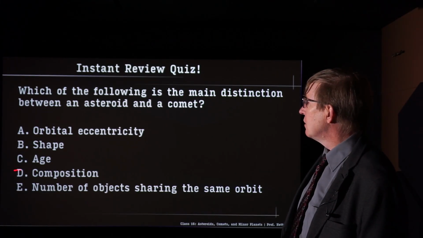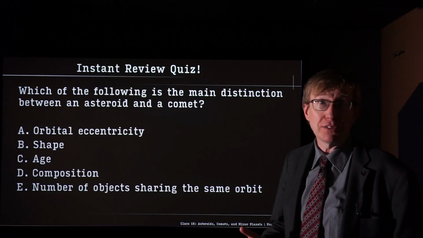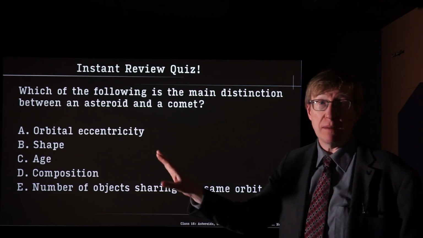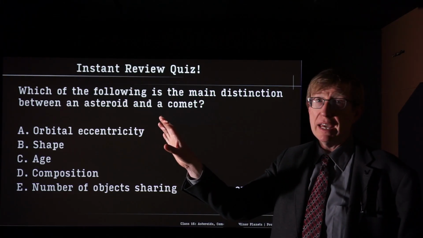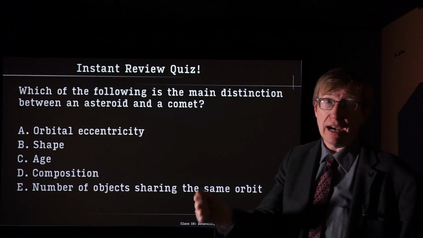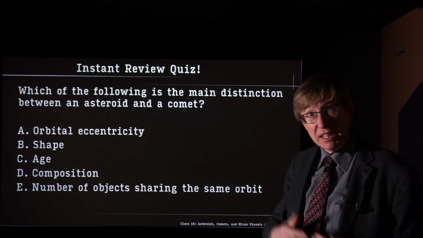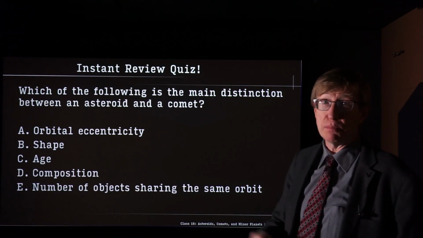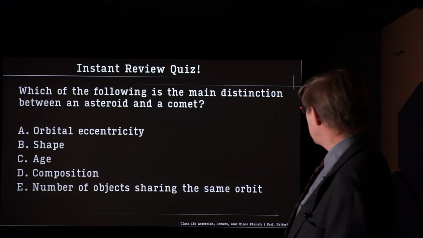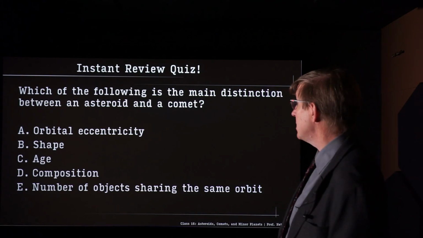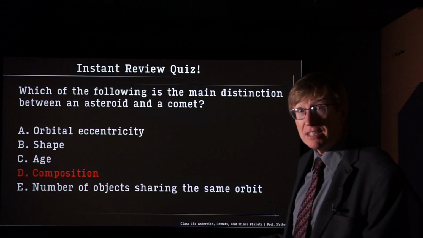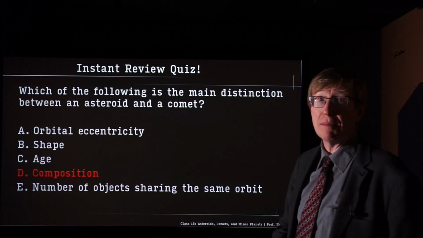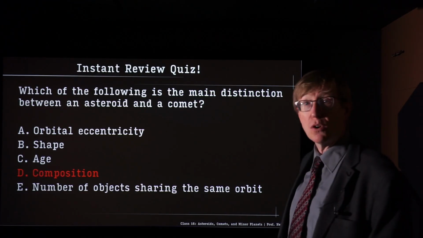Composition, that's the one. Formed outside the frost line, it's made of ices. It's a comet. Even if it never comes in close to the Earth, you still call it a comet. If it stays out there and never gives off a tail or outgasses, we still call it a comet because it's made of ices. If it's formed inside the frost line, it's made of rocky materials. So it's the composition. Number of objects sharing the same orbit? That tells you if it's a planet or a dwarf planet. That's not the topic here. So the answer is composition. The main distinction between an asteroid and a comet is whether it's made of ices or rocks.